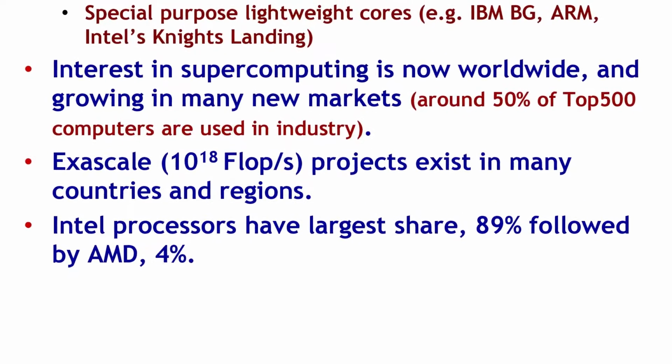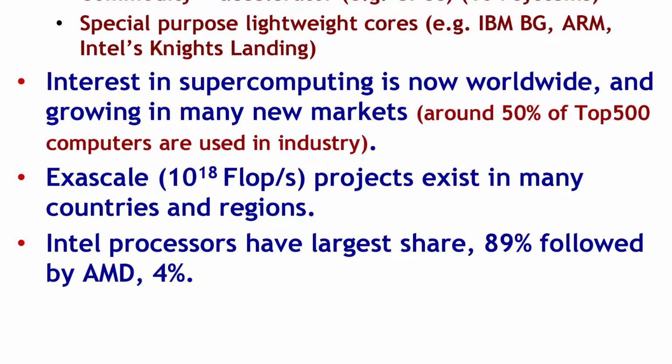Intel processors have the largest share. If you take a look at those 500 computers, Intel's product is in 89% of the top 500 machines. AMD has another 4%. So x86 architecture really dominates with 93% of the market. That's a stunning number, 93% based on x86. The others are made up from other companies. Fujitsu has their own architecture, and a few others are scattered. IBM has their own architecture as well.